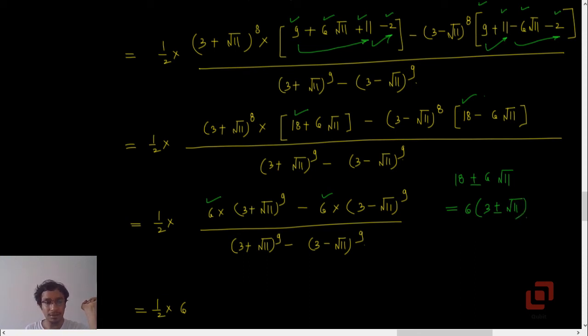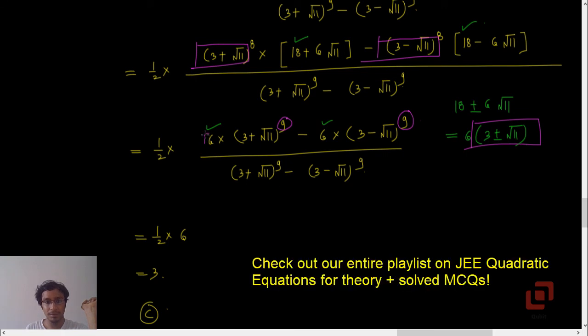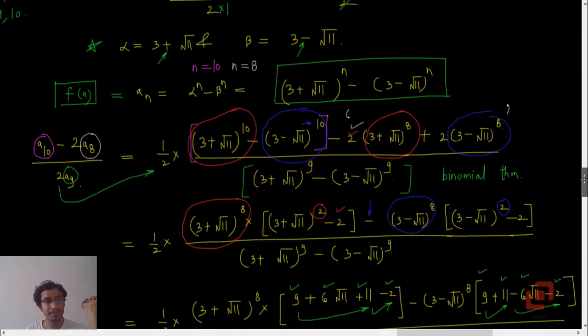And this is the same binomial which appears here. That now allows us to combine the additional power of 3 plus root 11 to make it 9 here, and the additional power of 3 minus root 11 to make it 9 here. After that you take 6 common and you have got the same expression which exists in the denominator. So cancel it. Eventually you will get 1 upon 2 into 6, that is 3, or option C.